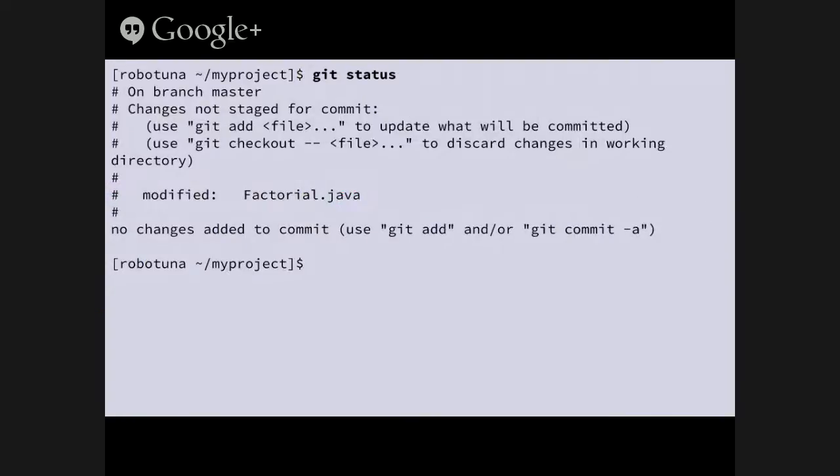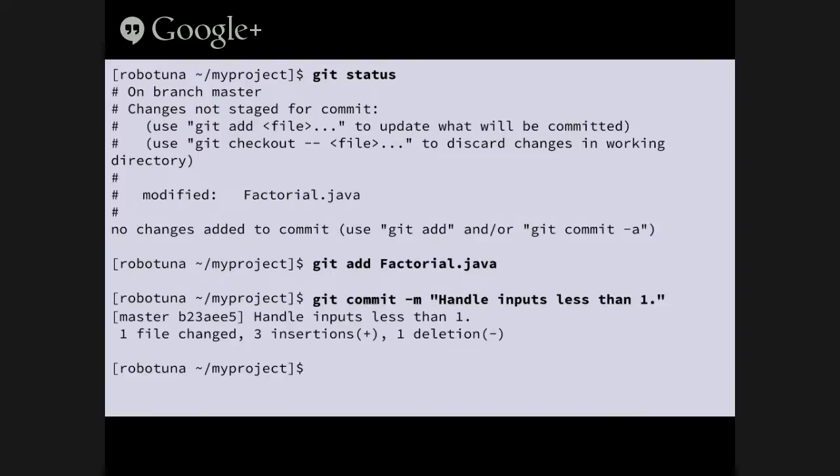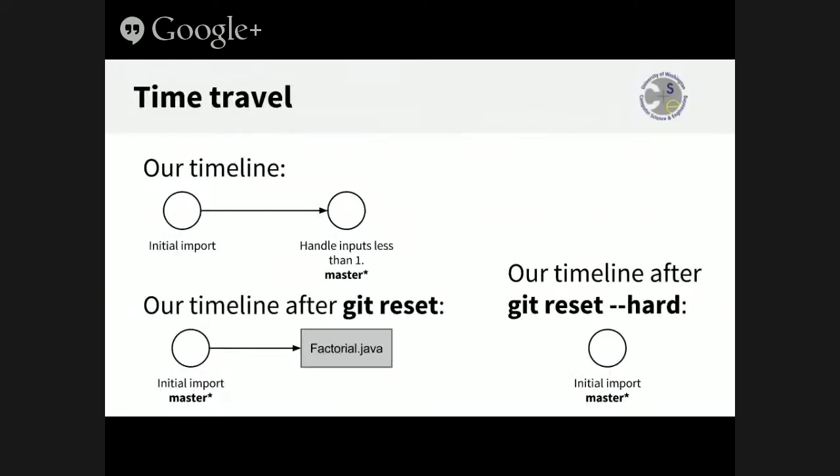Okay, so now, how do you stage a file? Git add, okay. And then how do you commit it? Git commit, okay, perfect. Now, how to time travel? Let's say this is our timeline. We had maybe some initial import, and then we added one commit. So right now there's only two parts to our timeline.